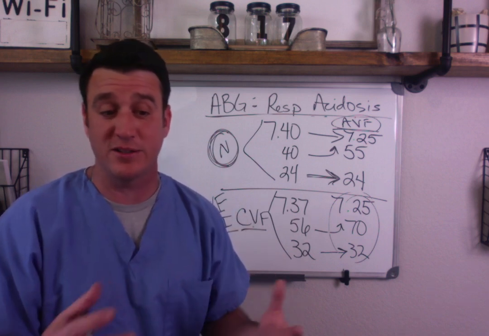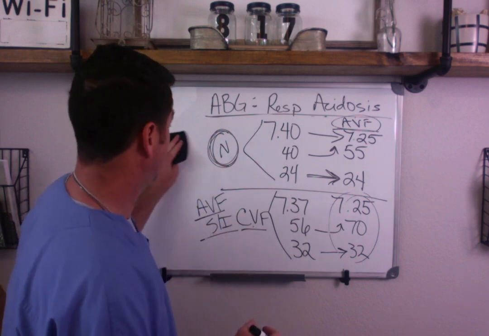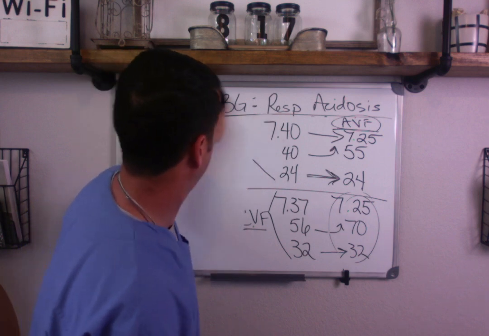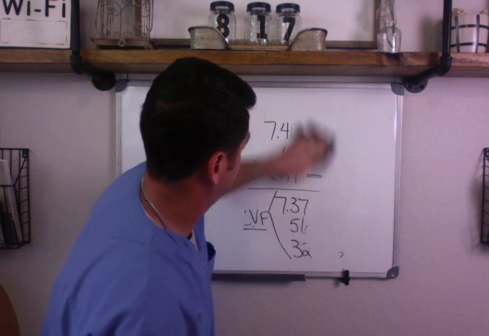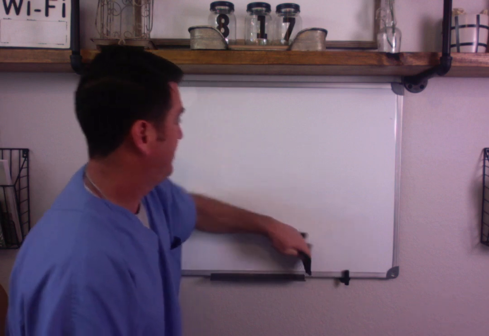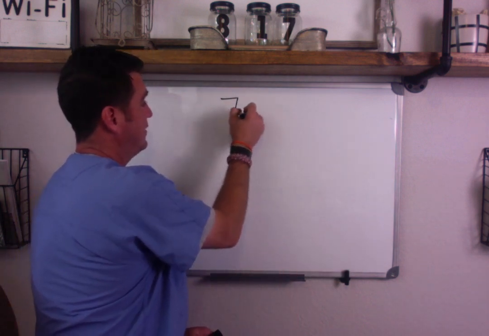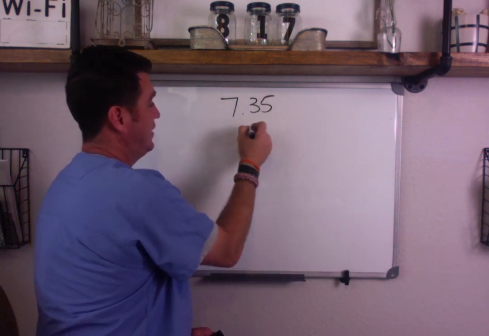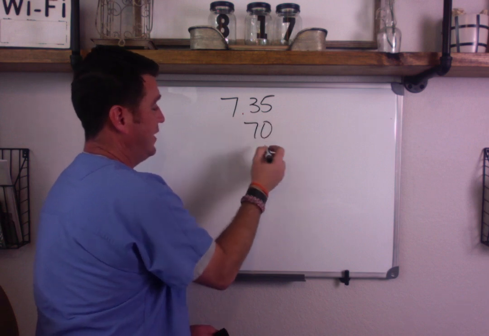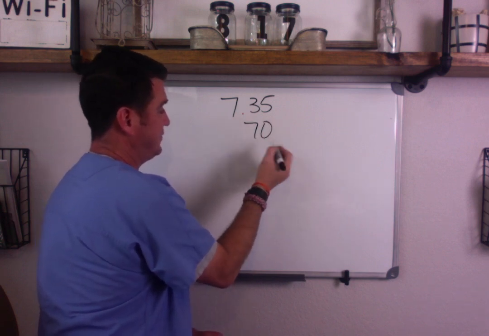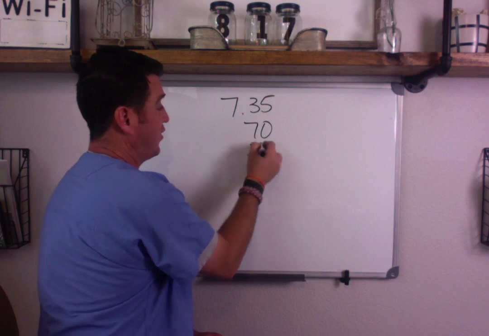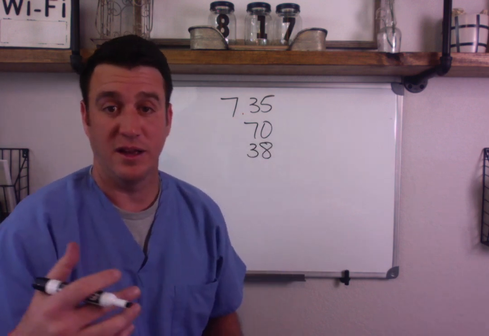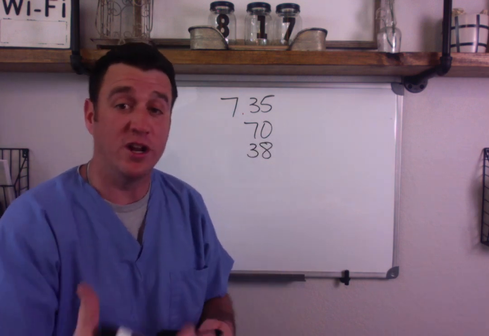You're going to take your MBRC exam, right? And you're going to have a question like this. Let's do a practice question. Let's just erase all this. Patient comes in, 7.35, CO2 of 70, and a bicarb of 38. And the question is, what do you want to do for this patient?